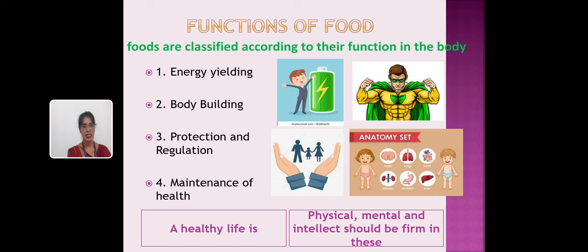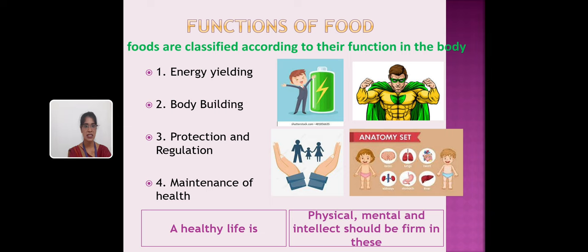And next one is protection and regulation. Foods high in protein, vitamins, minerals and all the nutrients regulate the functions of the body and help individual organs work, for example, heartbeat, water balance and body temperature maintenance, etc.